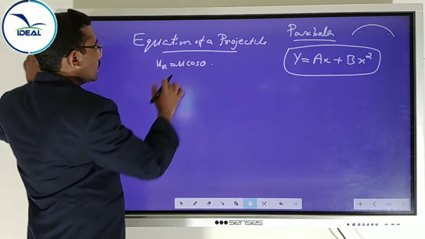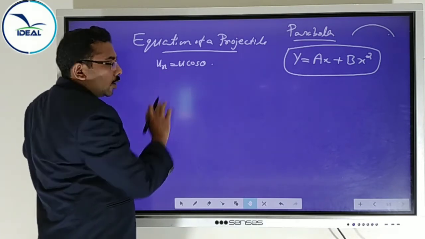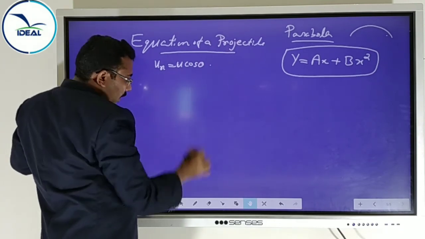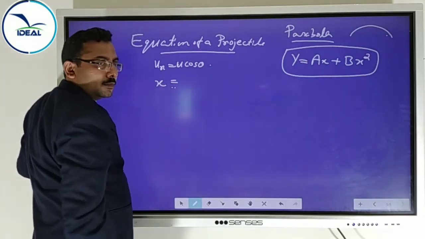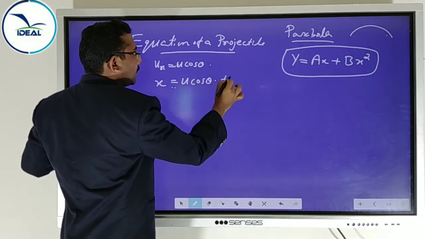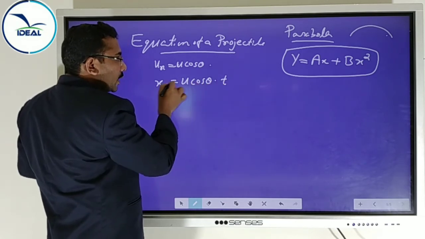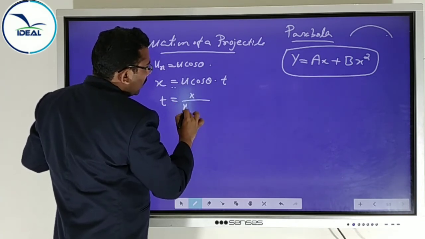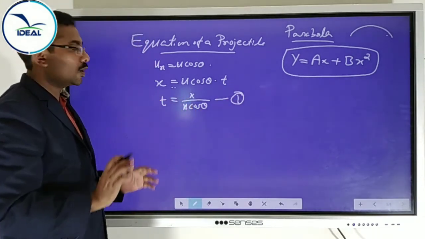We have ux equal to u cos theta. Consider the horizontal motion along ux equal to u cos theta, constant velocity. We can write horizontal displacement x equal to velocity into time, that is u cos theta into t. Therefore t is equal to x by u cos theta, equation number 1. This time is the same for both horizontal and vertical.